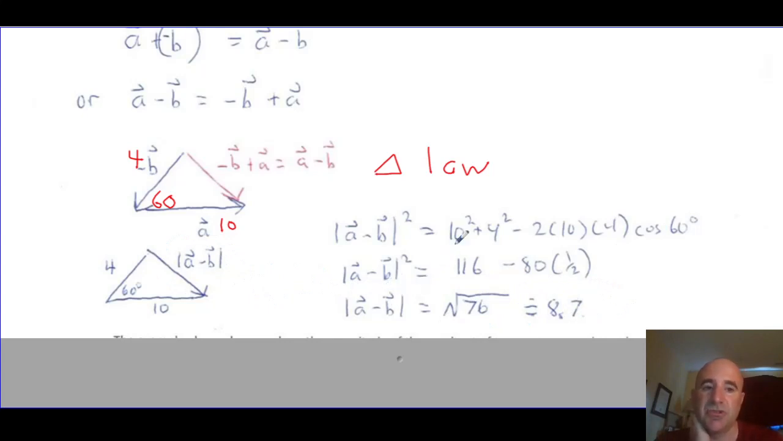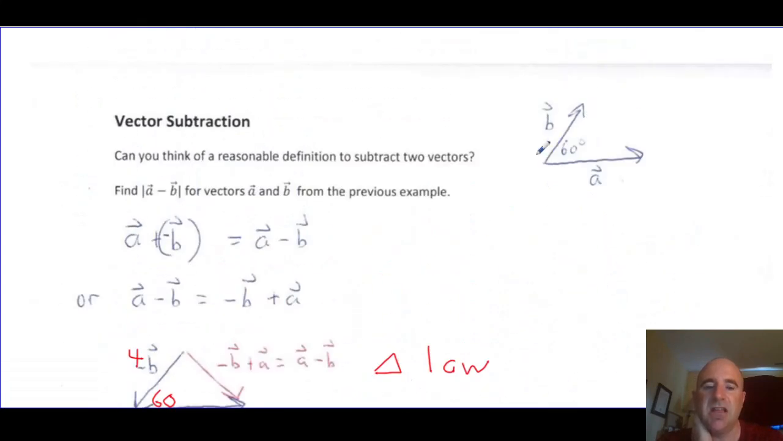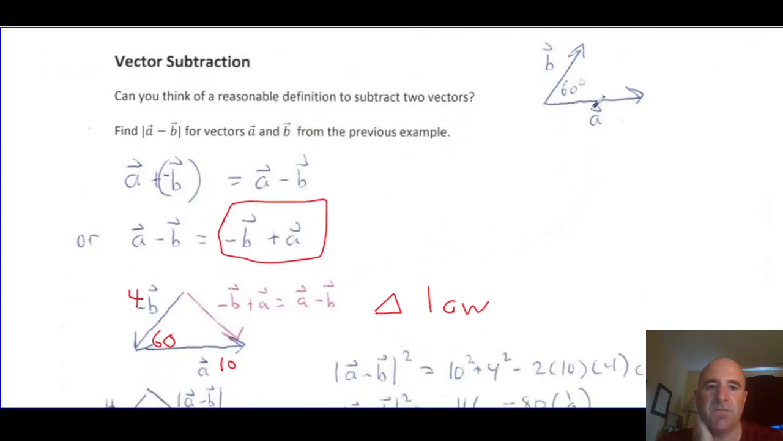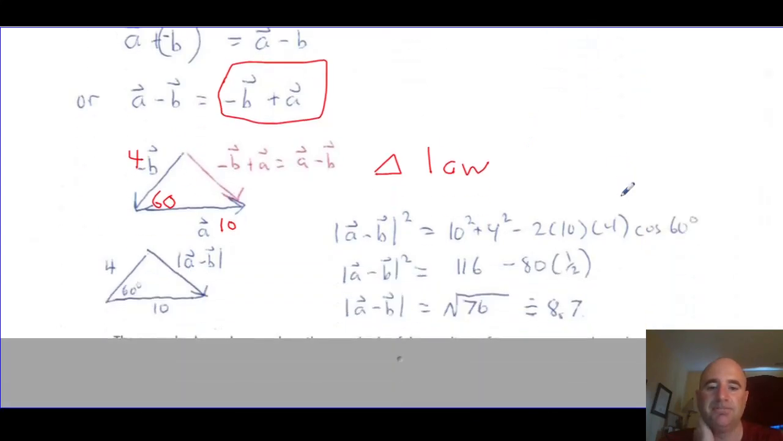So to subtract two vectors, just to summarize, you take the negative of the vector you're subtracting, and you just add the vectors together. So if I want to do a minus b, I really just end up doing this right here: negative b plus a. When I flip b the other way, if the vectors were tail to tail, now they're head to tail, and now I can use the triangle law.